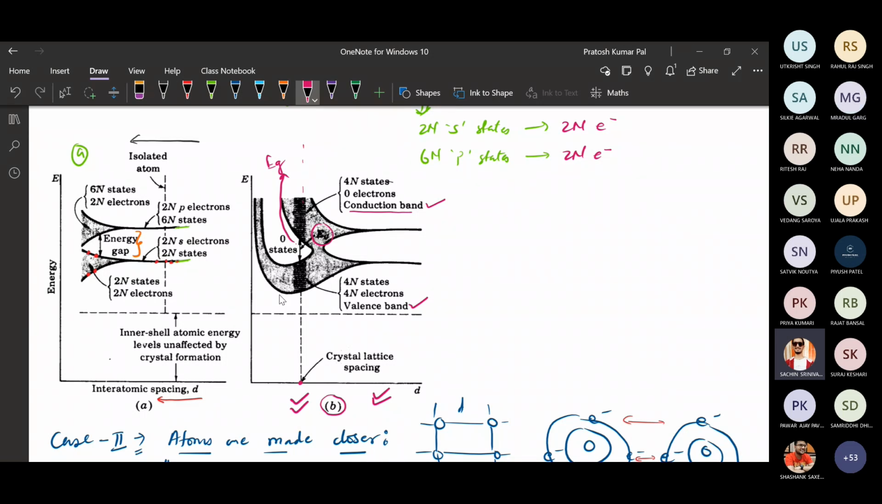Based on the energy band diagram, or the energy band structure, of a crystal, we will analyze its property, whether it is a metal, semiconductor or insulator. That part we will see in the next class.